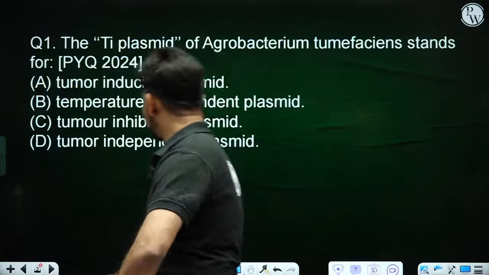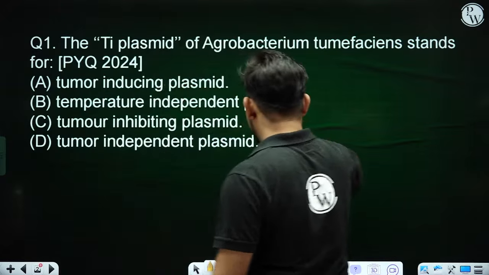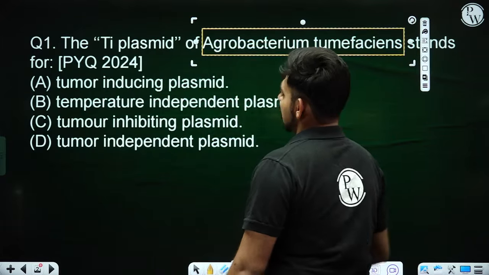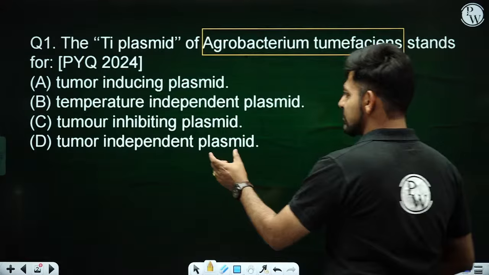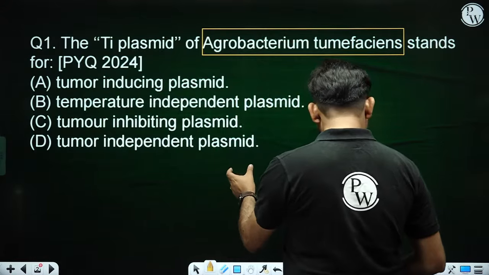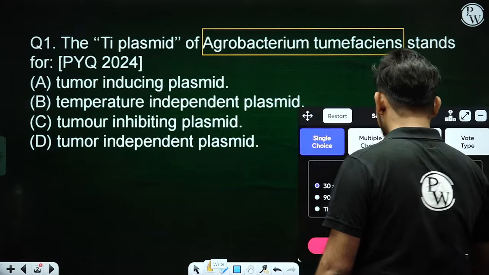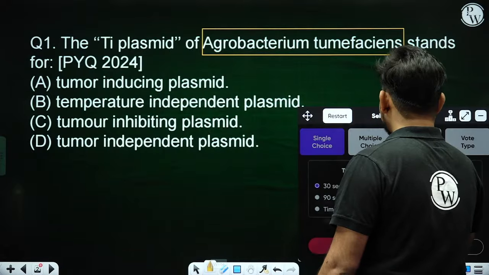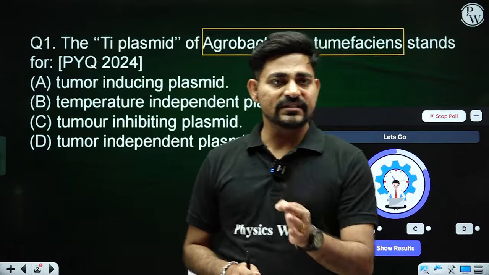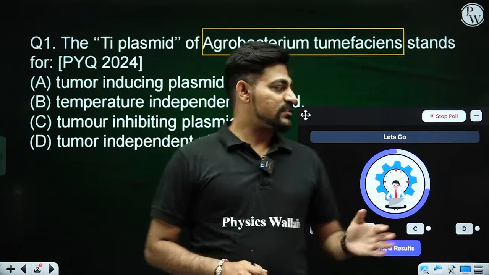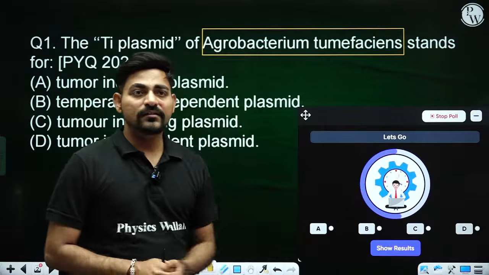So let's start today's session. First question: the TI plasmid of Agrobacterium tumefaciens stands for tumor inducing plasmid, temperature independent plasmid, tumor inhibiting plasmid, or tumor independent plasmid. So you can give your answer. Just write it down in the comment section as A, B, C, or D. Now this poll will pick your answer from the comment box itself, and it will display the leaderboard.